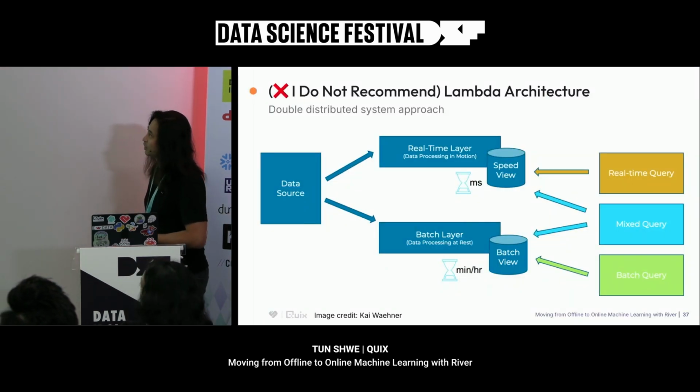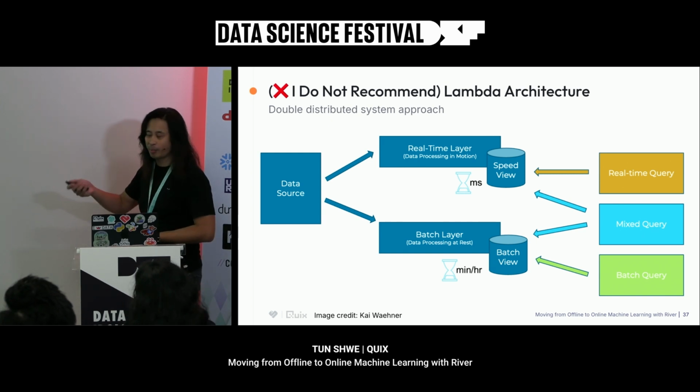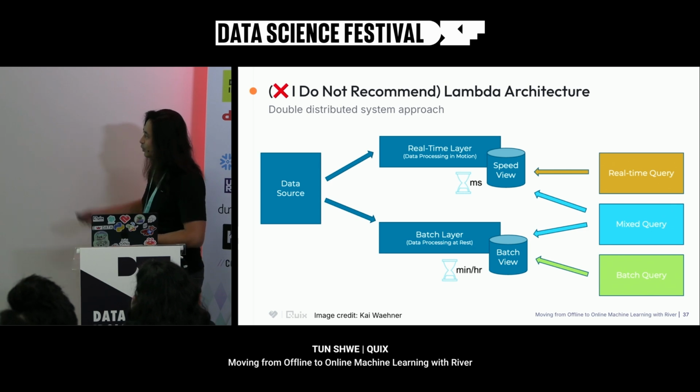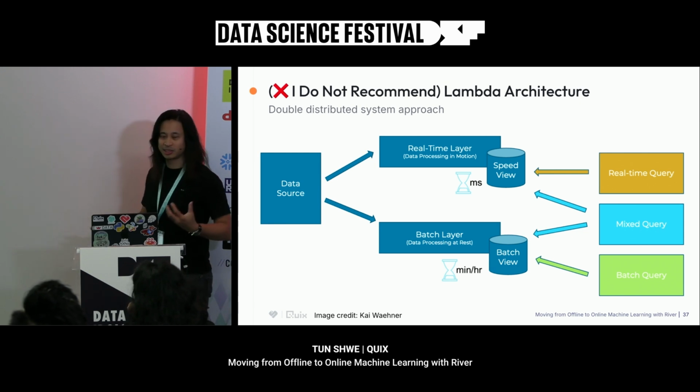This is the sort of architecture I'm not recommending. This is the old way of doing things. So you have a data source where you have a real-time layer that you've added to a batch layer. So when you get these queries in, you have very real-time, extremely fast queries that need to be answered straight away. And you've got batch queries that are asking about historical data.